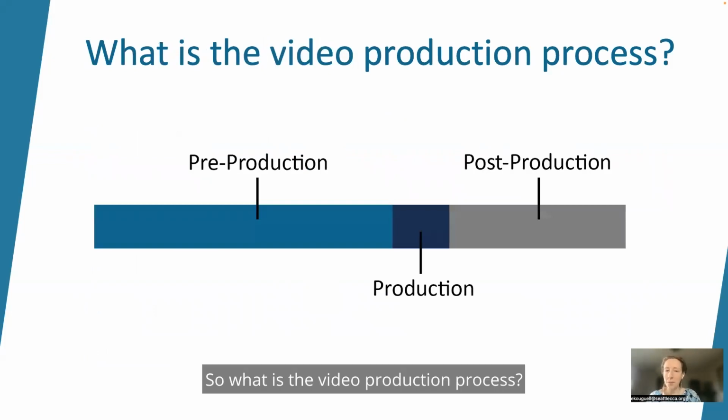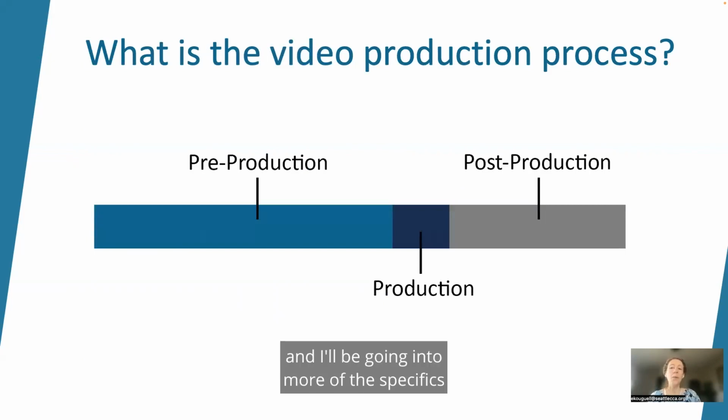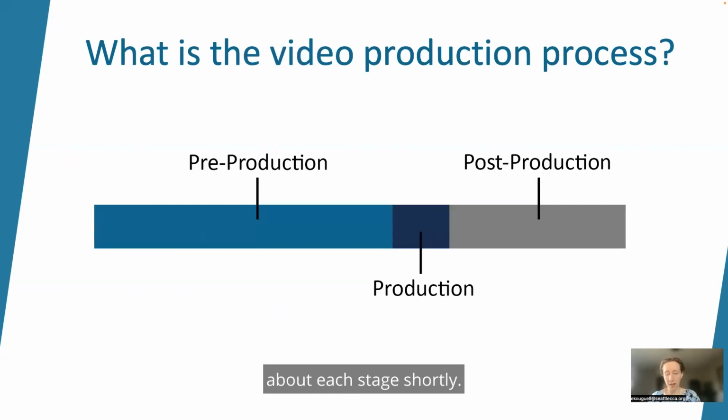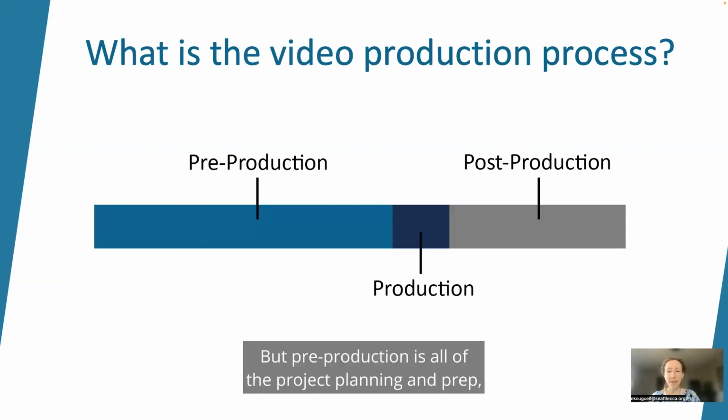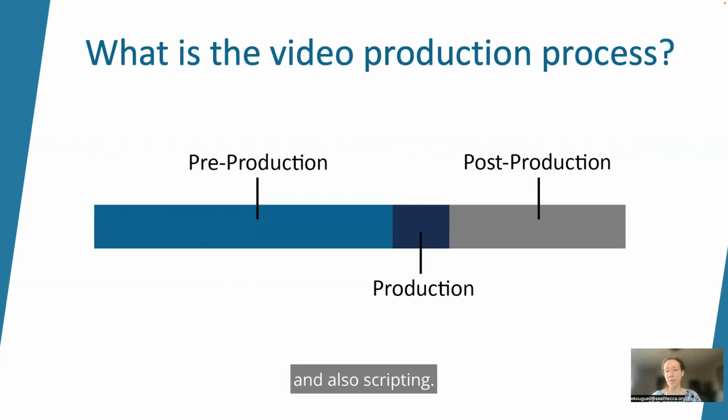So what is the video production process? There are generally 3 stages to the video project process. The first stage is pre-production, and I'll be going into more of the specifics about each stage shortly. Pre-production is all of the project planning and prep, and also scripting. The next stage is production. This is where you film or animate. And the final stage is post-production, where you edit and finish the project.